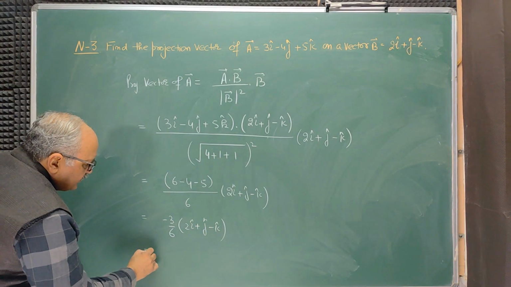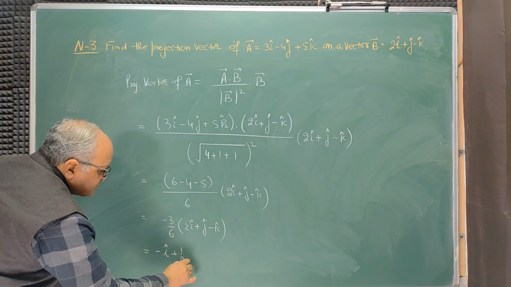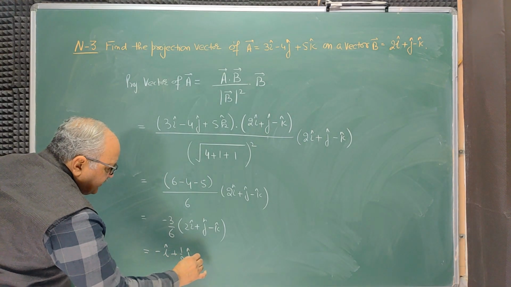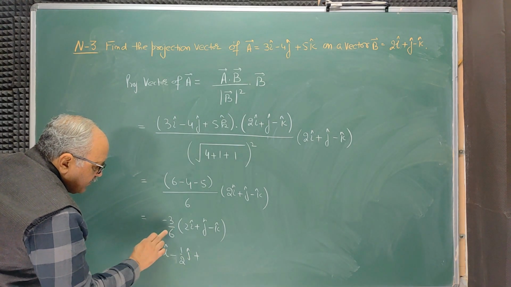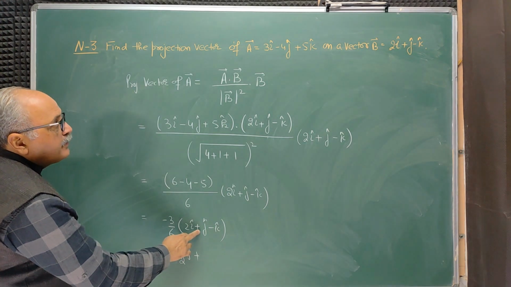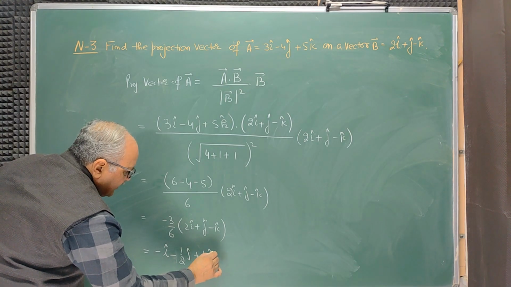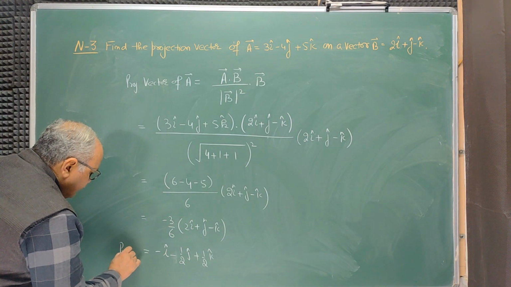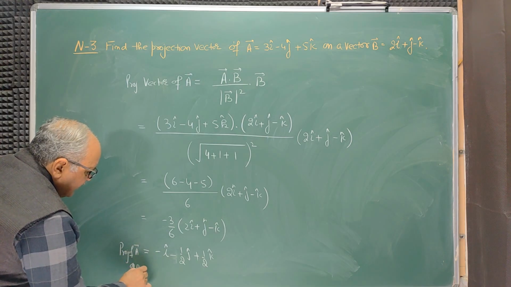This is half, so this is going to be minus i cap plus half of j cap. Minus and minus will become plus. This is minus. Minus with this one will give you minus. Minus with this plus also will give you minus, and this one will give you plus half of k. So this is the projection of A on B.